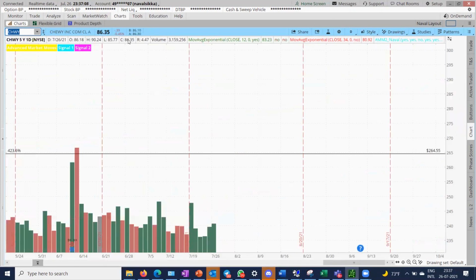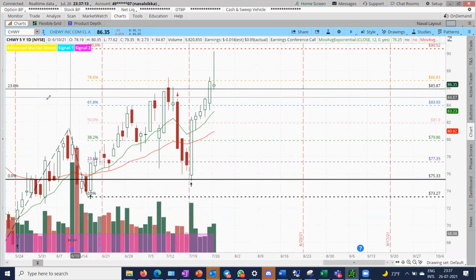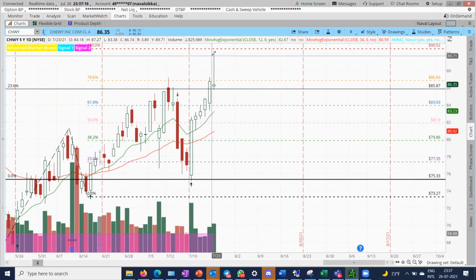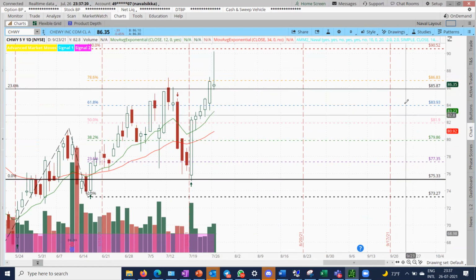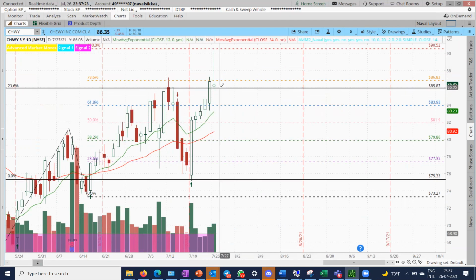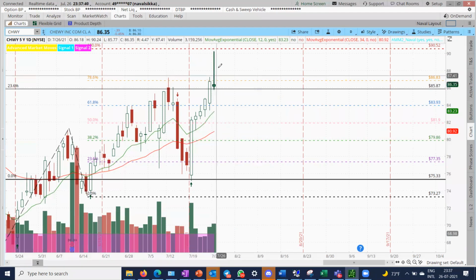Chewy. Chewy today actually did really good in the morning. It breached this line, 85, 87, and then went up. I have multi-level Fibonacci drawn here, Fibonacci into Fibonacci. So here we have this trend. This 85, 87 has been a resistance area for Chewy today. It breached it handsomely, breached this second resistance of 87, and went on to almost test this 90 area.